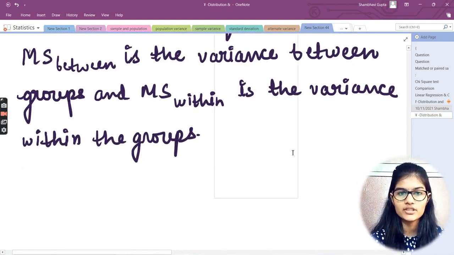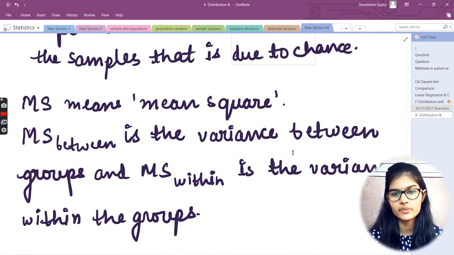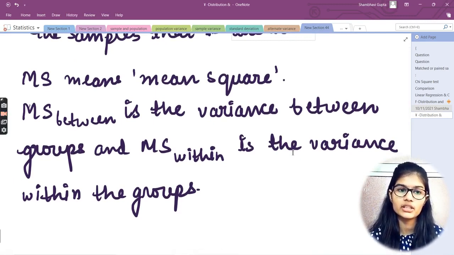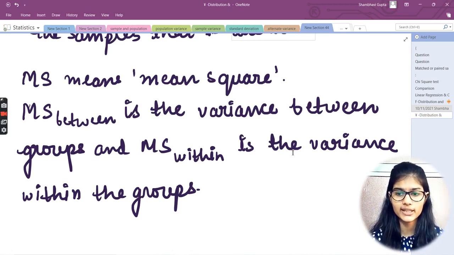What is the meaning of MS here? MS means the mean square. So MS between is the variance between groups, and MS within is the variance within the groups. I hope I am very clear with the definitions of both of these: what SS and MS are, how to categorize them into between and within, what the sum of squares means, and what the mean square means. I hope all of these things are clear to you.